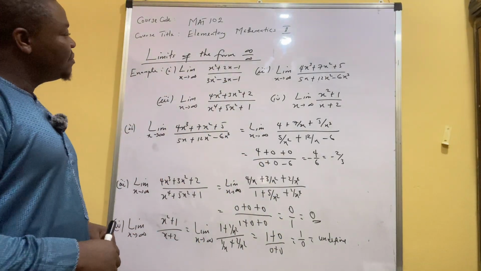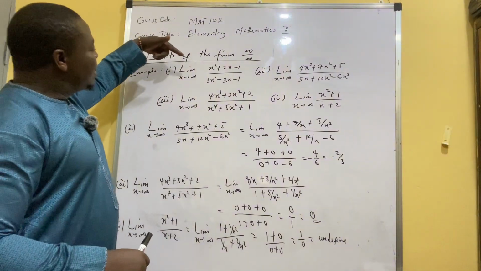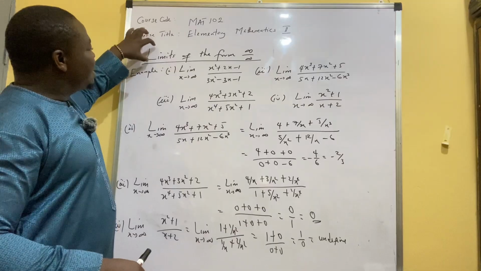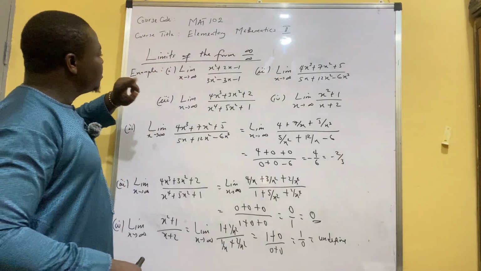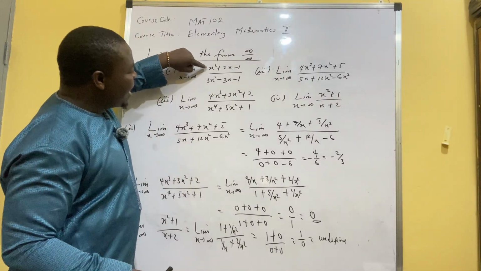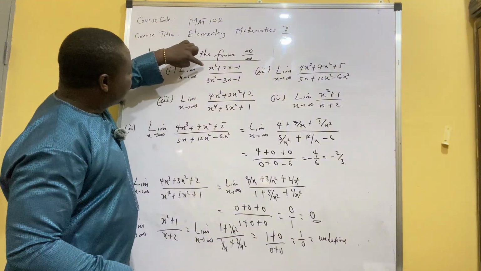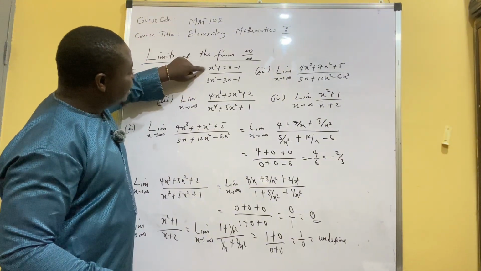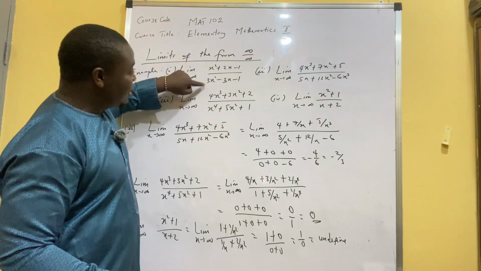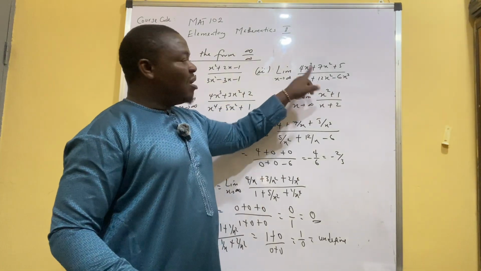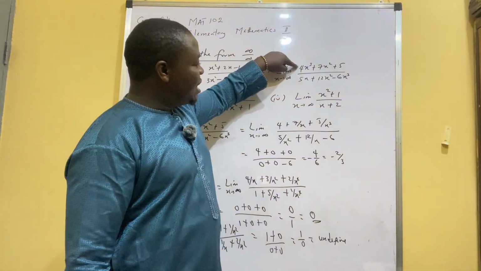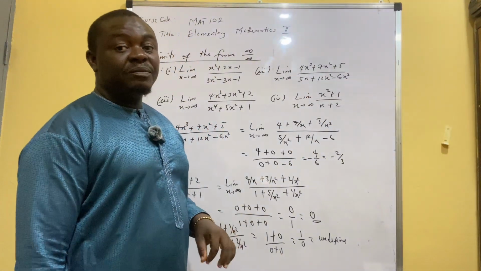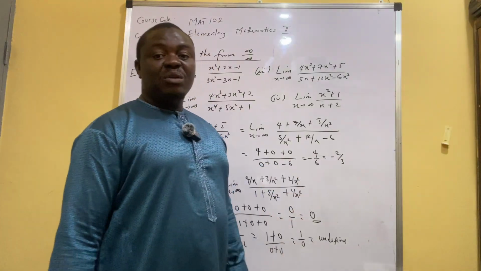Now, what do we observe? If we have the limit as x tends to infinity, and the limit is of the form infinity over infinity, the coefficient of the highest power of x will be the limit. Look at this: the highest power of x squared is 2, so the limit of this one is 1 over 3. Here, the highest power of x is x cubed and the coefficient is 4. The highest power in the denominator is also x cubed, and the coefficient is minus 6. So the limit will be 4 over minus 6, and if you simplify, you get minus 2 over 3.